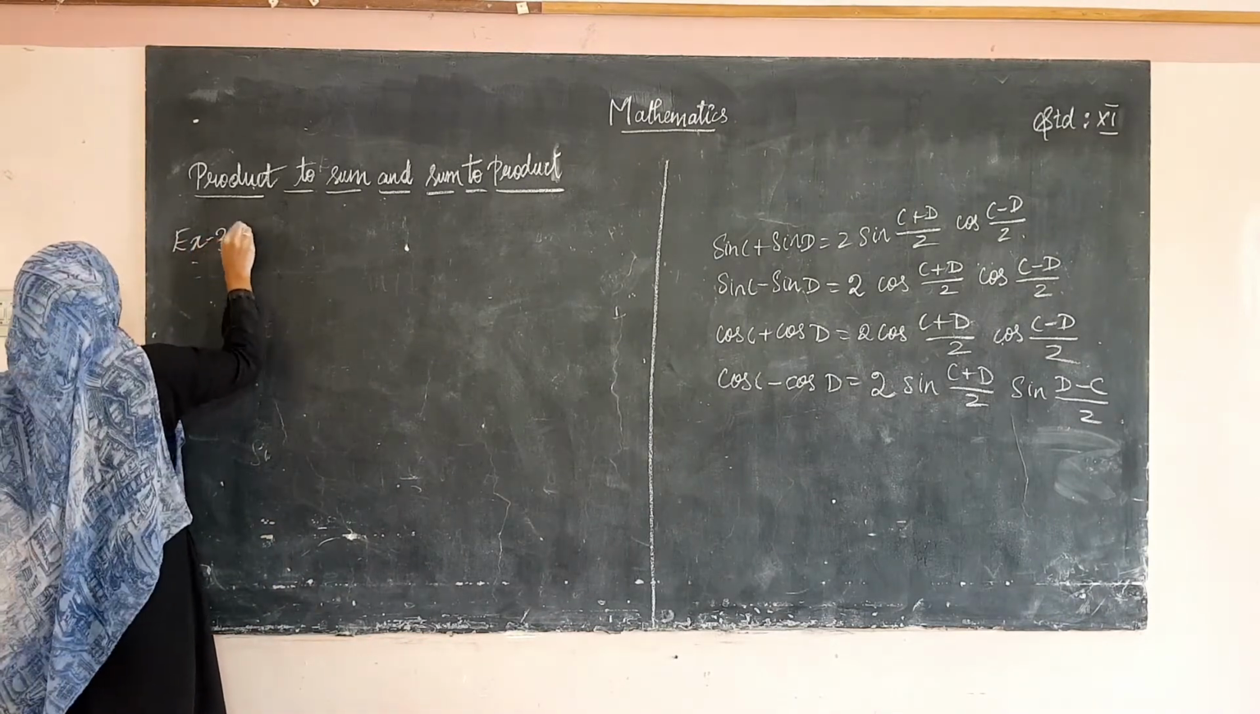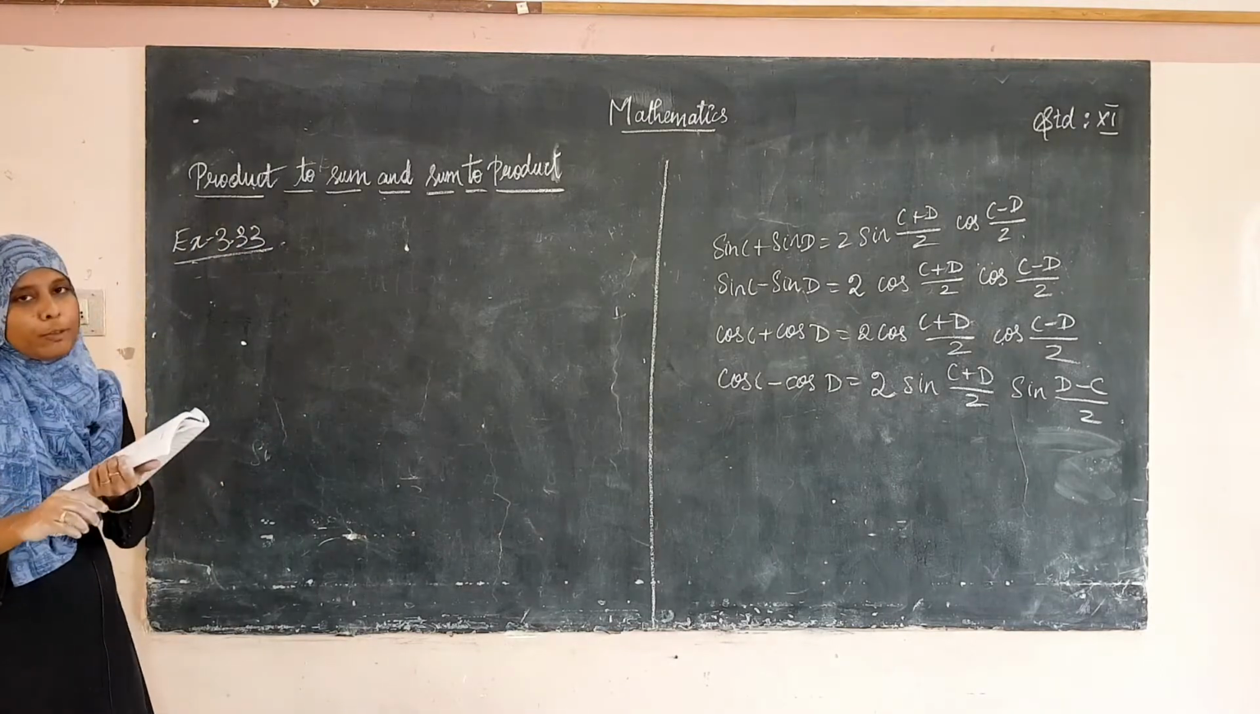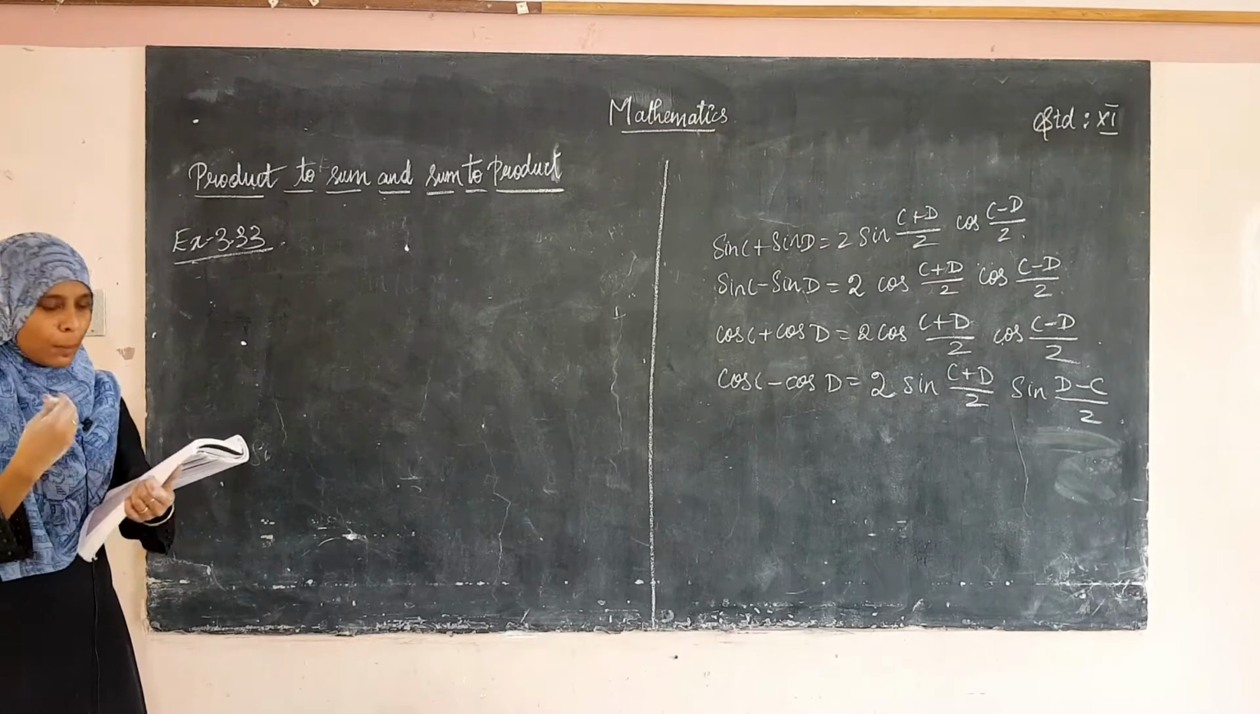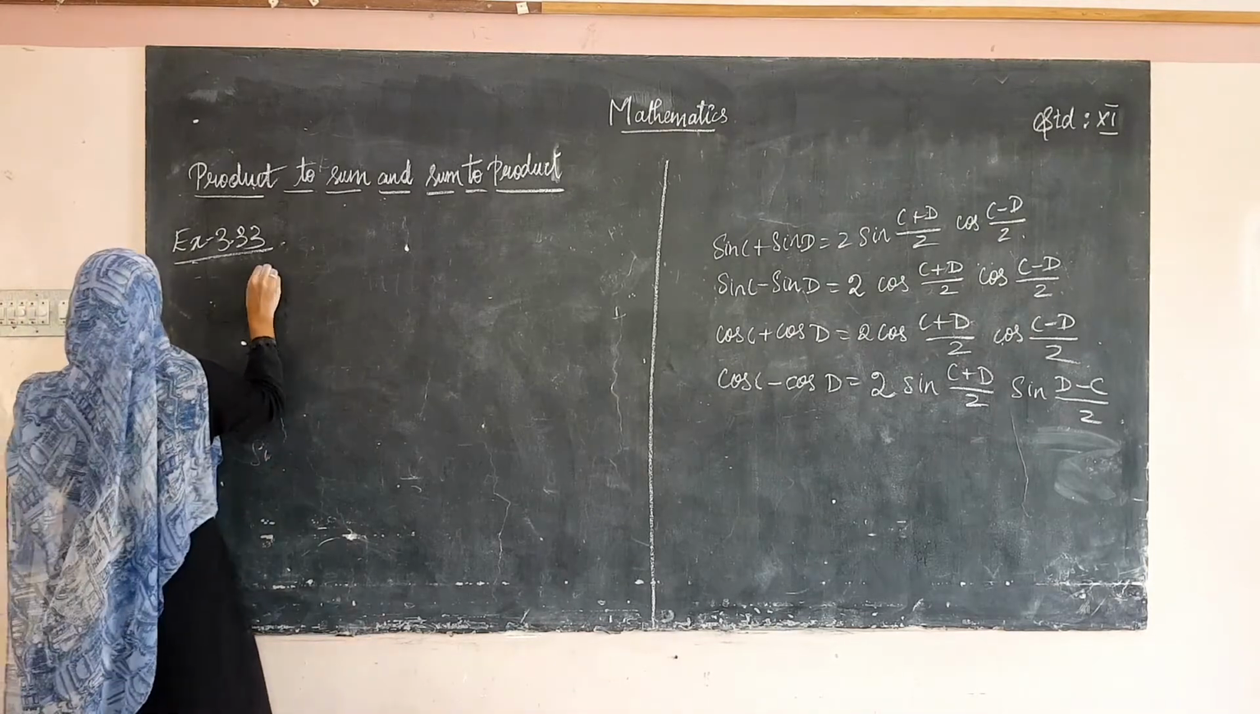Example 3.33. Express each of the following product as a sum or difference. So they have given the question in product. So you have to express that as sum or difference. Okay. See the first subdivision.